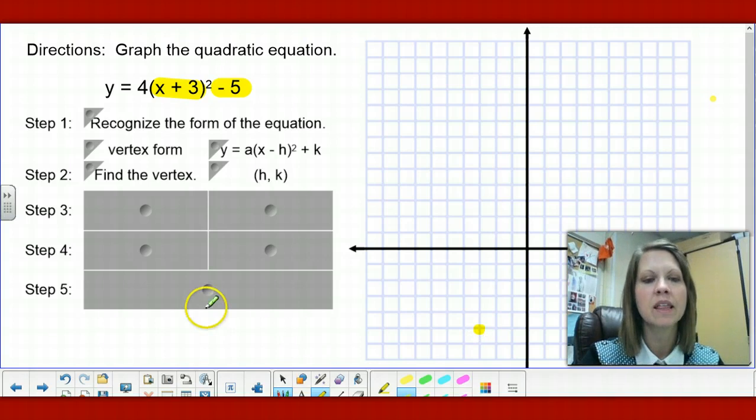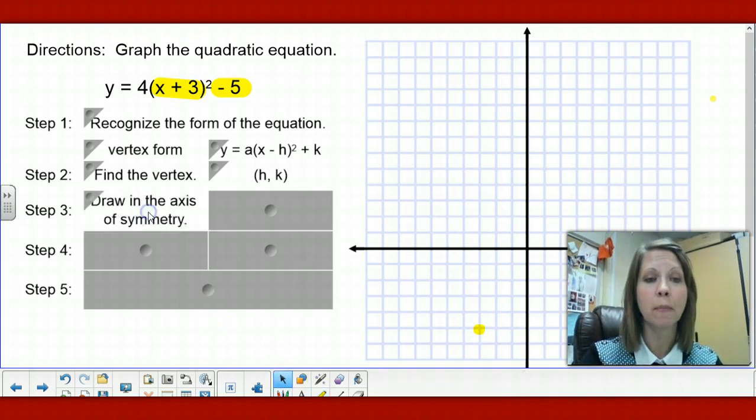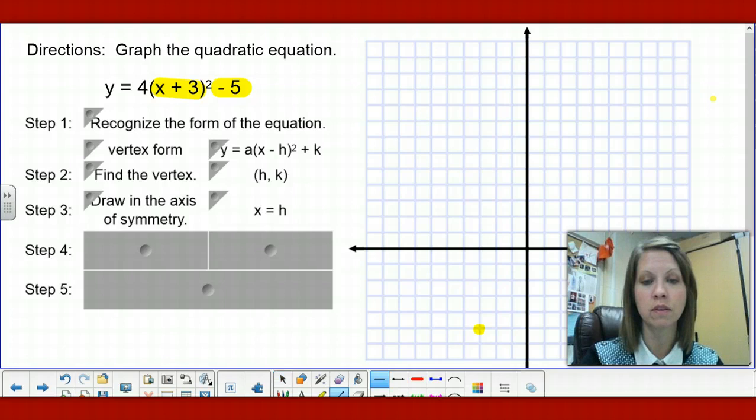Now moving on to step 3. We need to draw in the axis of symmetry, that line of symmetry. Remember, that's x equals h. So if h was negative 3, the line of symmetry is going to be the line that goes through the vertex. It's a vertical line. It's going to be the line that we could fold our parabola on once we get it drawn in here.